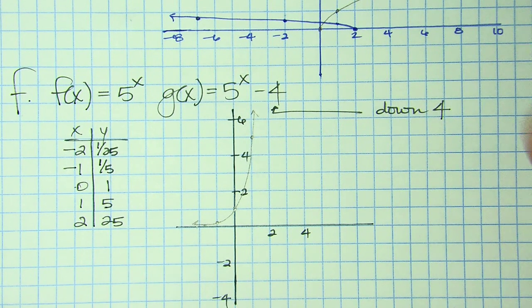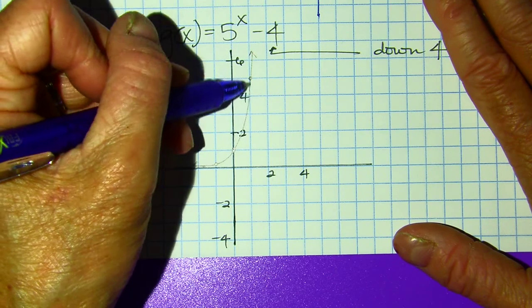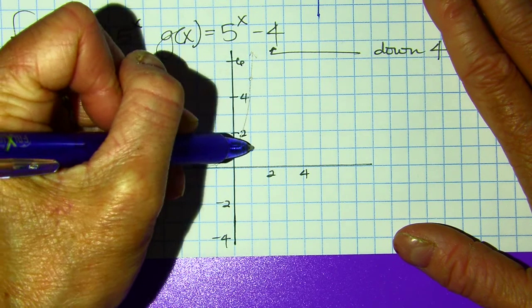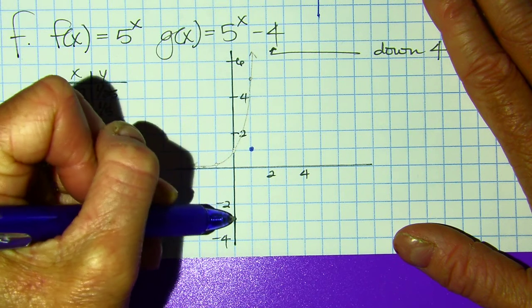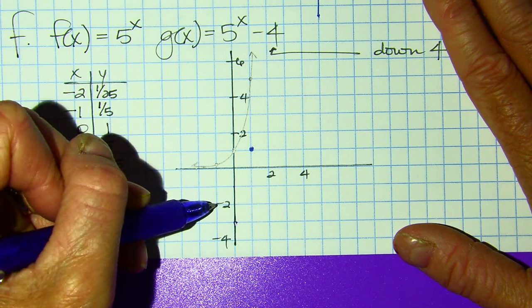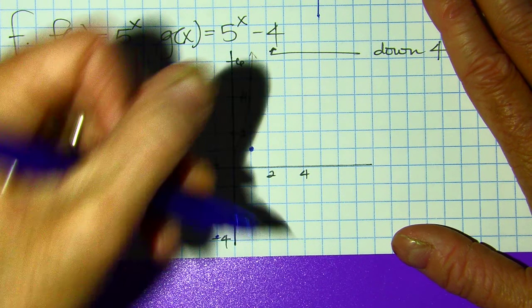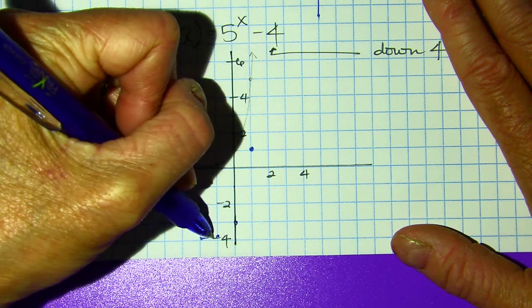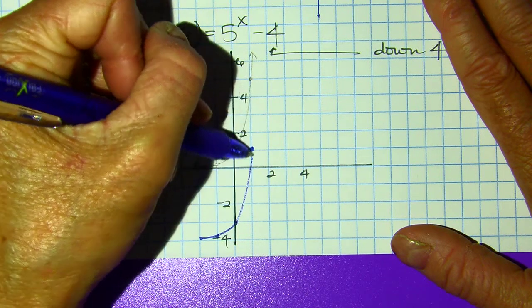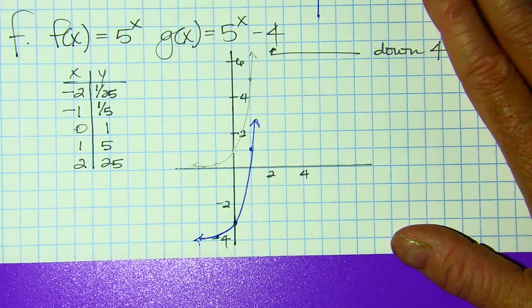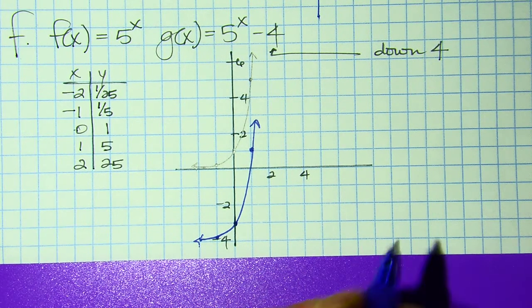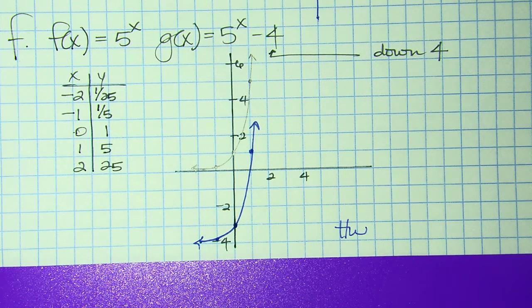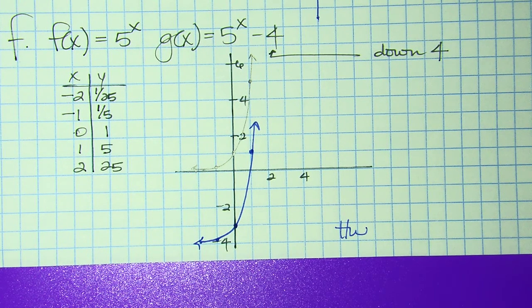But this graph is being shifted down 4. So 2, 4, 2, 4, 2, 4. And so my graph should look like this.